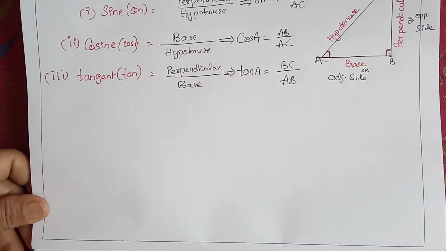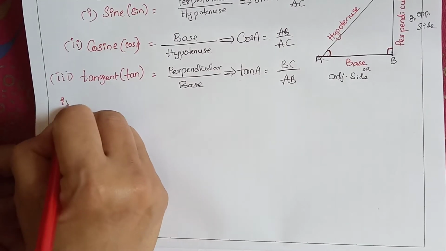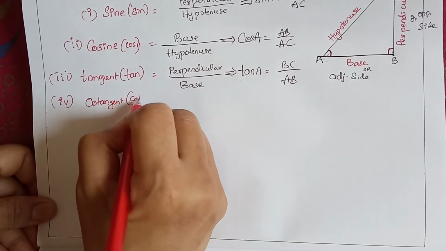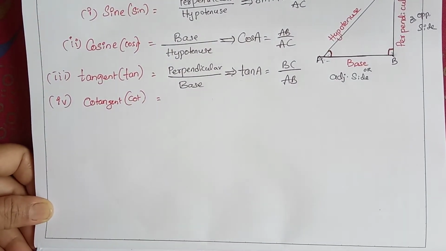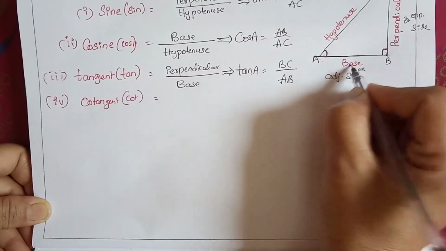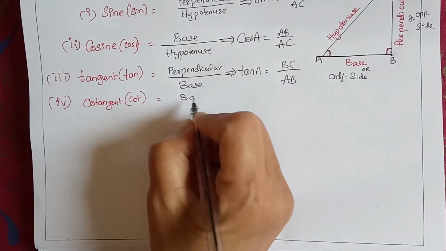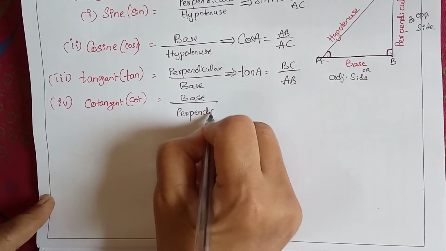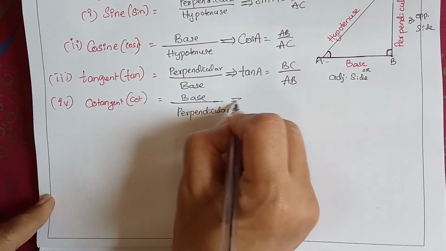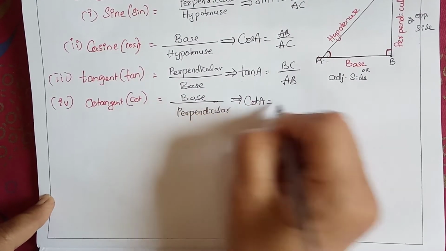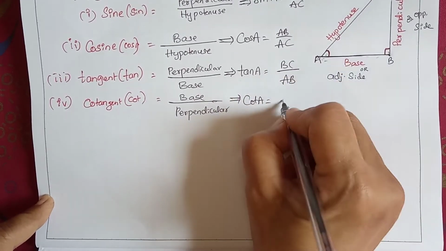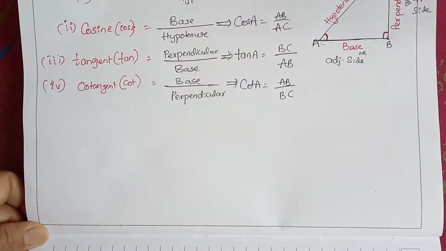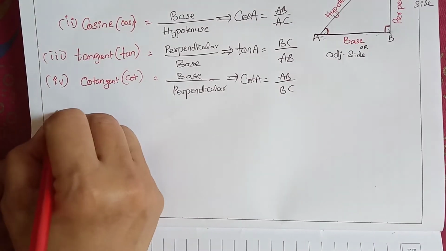Okay, children. Next, the fourth one, cotangent. Cotangent is what? Cot. What is the cot definition? Here, base by perpendicular. Base by perpendicular. This implies cot A, capital A, is AB by BC.